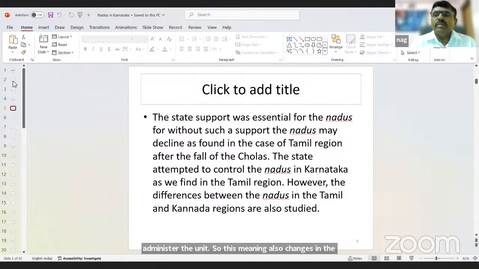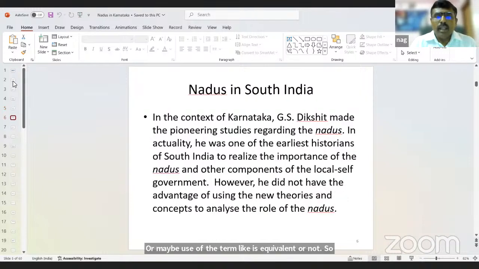Because we find they may use different words, like Khanda, for example Nagara Khanda, in the northern part of Karnataka. Or maybe use of a term like Vishaya, for example. Vishaya is equivalent to Nadu. So this is what scholars have tried to discuss.